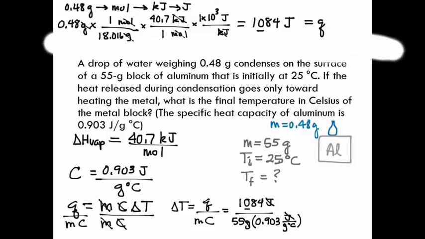The joules are going to cancel, the grams are going to cancel. I'm going to end up with degrees Celsius as my unit. 1084 divided by 55 divided by 0.903. 21.83. This should also have 2 sig figs. I'm just going to keep those 2 extras. That's the change in temperature.